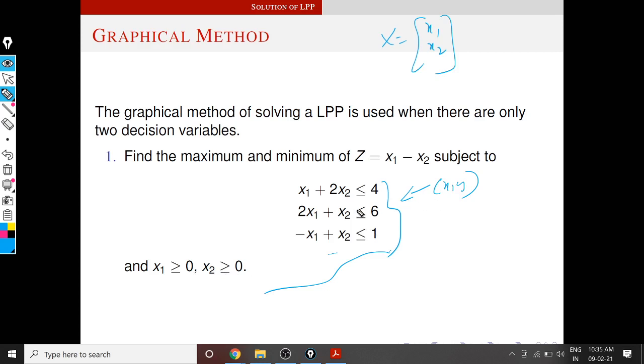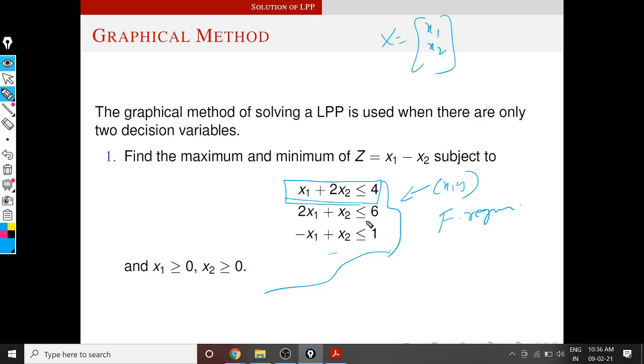Solution means those x1, x2 satisfying the restrictions. Feasible solution means a solution satisfying the non-negative restrictions. So first we have to find the feasible region. Then how to find this feasible region? First we have to identify this region, this region and this region, then find the common region, that is our feasible region. Okay, then how to find each region? What is the technique?